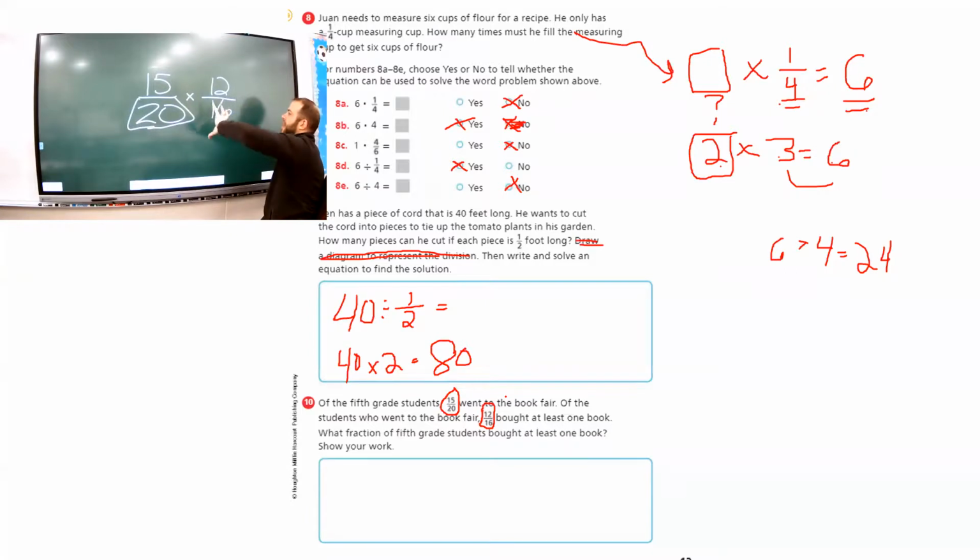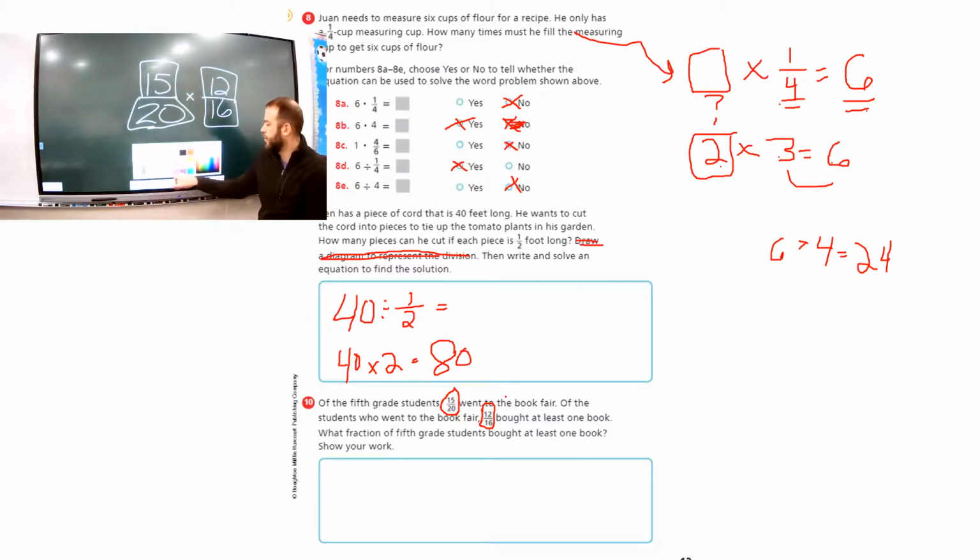Remember, you're allowed to reduce any top and bottom. So I'm going to reduce these 2 and these 2 because I feel like we can make them the smallest that way. What do 15 and 5 both have in common? They both have 5s in common. How many 5s are in 15? 3. How many 5s are in 20? 4. So I cut down 15/20ths and made it equal to 3/4.